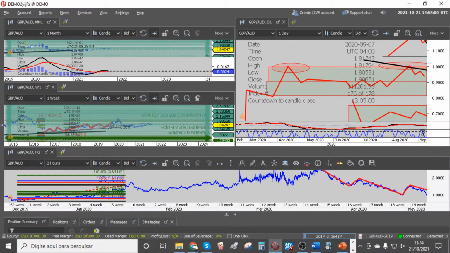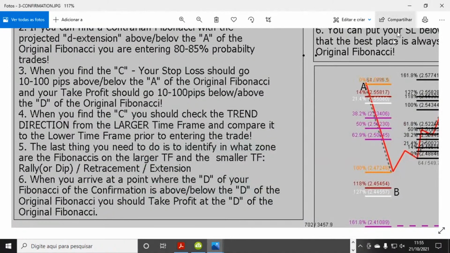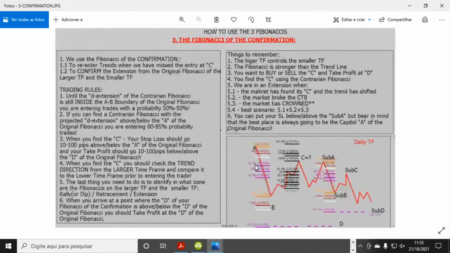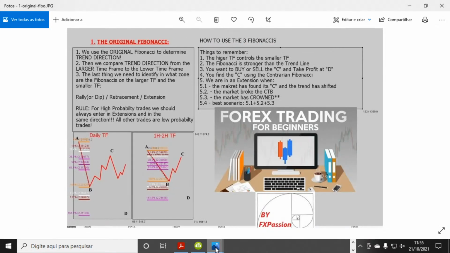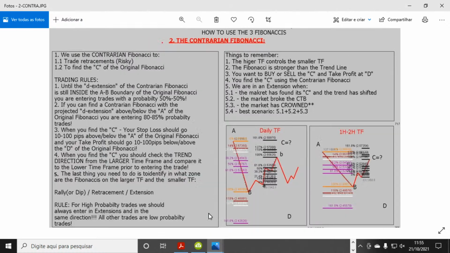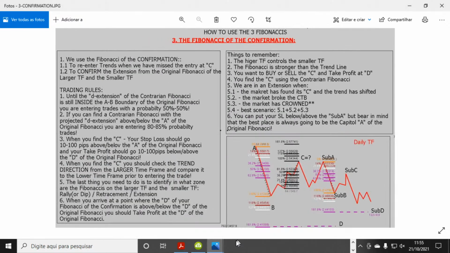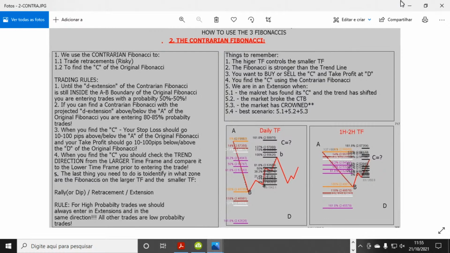Okay, everybody, so as always, some of you are asking, okay, what else do you have? Do you have anything else? Can you help us? So I can send you the pictures, everybody. This is number one. I can send you the pictures on how to use the 3 Fibonacci's. Just send me an email or say hello on Skype.